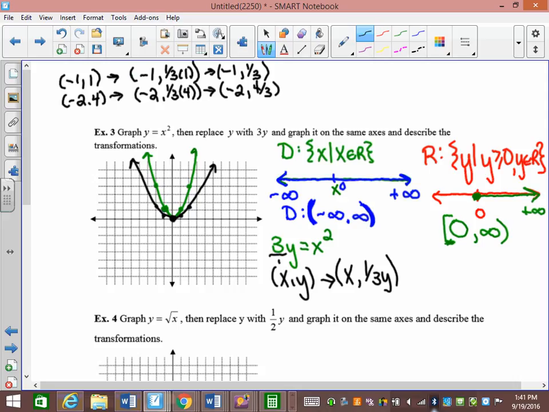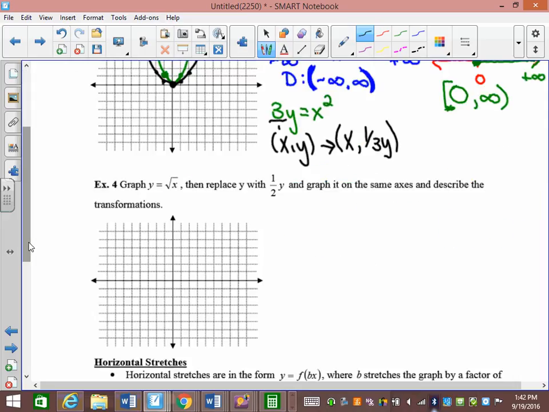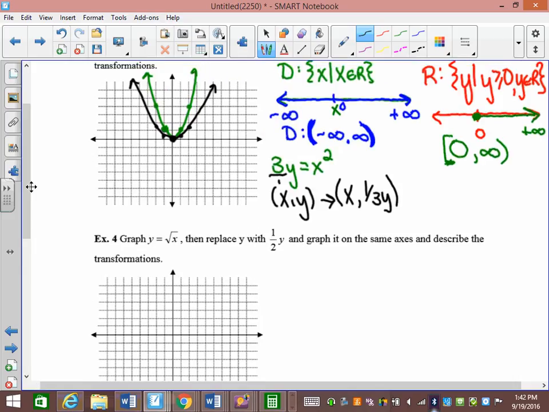So when your stretch is a fraction between 0 and 1, the graph actually gets wider. And if your stretch is a value greater than 1, your graph actually gets narrower, because it's going to pull it up faster, right? They used to ask for it widens by a factor of a, narrows by a factor of a. You guys try an example.